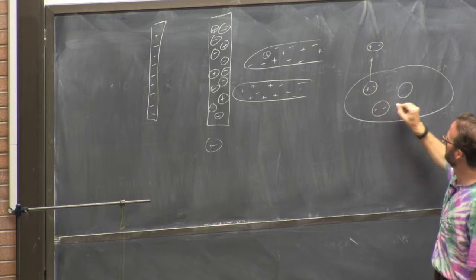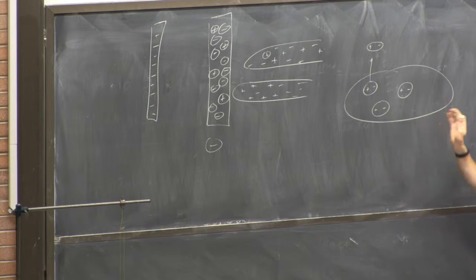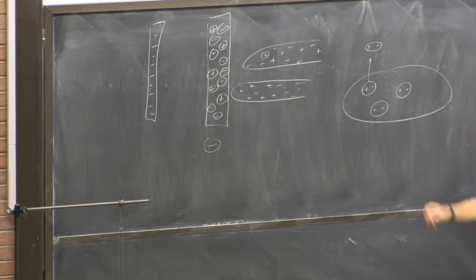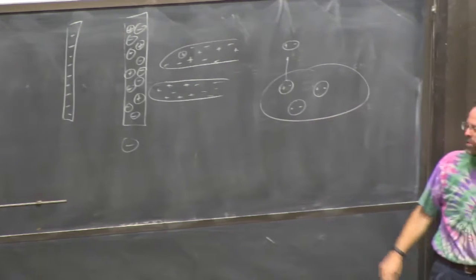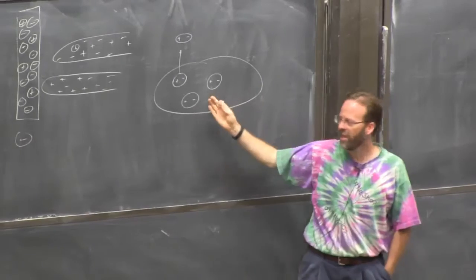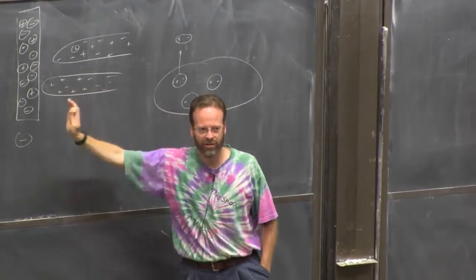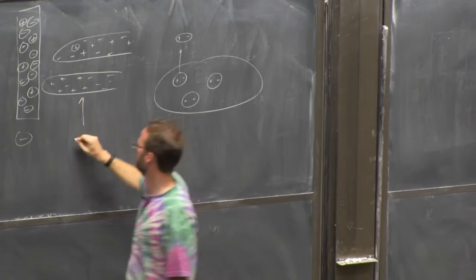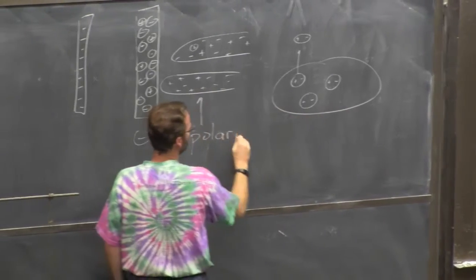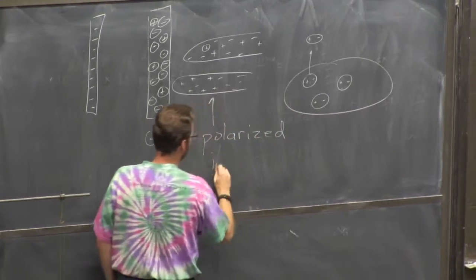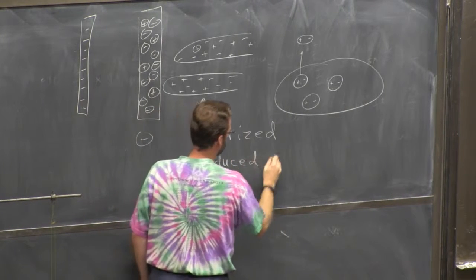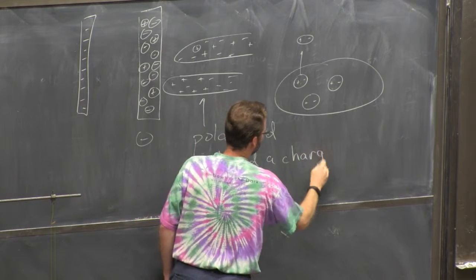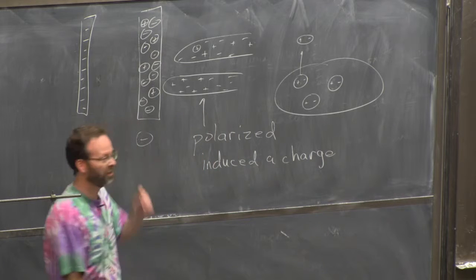So it's kind of like there's this net effect. Yeah, if you're familiar with dipole, it's exactly what it does. But the way to think about it is, yes, the positives are getting attracted and the negatives repelled. So we say this is polarized. We've induced a charge on the finger.